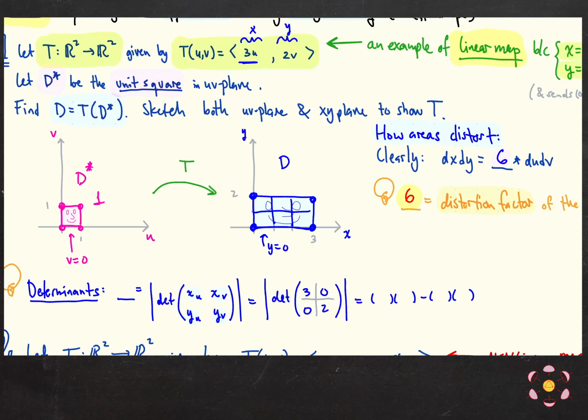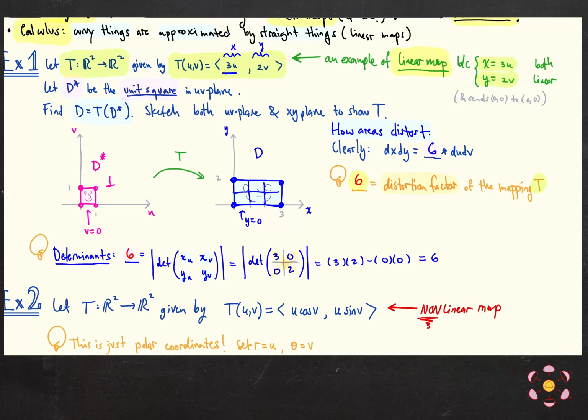So remember how determinants work. We multiply the diagonal and then subtract the off diagonal. So we end up doing 3 times 2 minus 0 times 0, and this gives us 6, which is curious, because we have exactly the correct distortion factor, right? So we've got 2 ways of arriving at it.